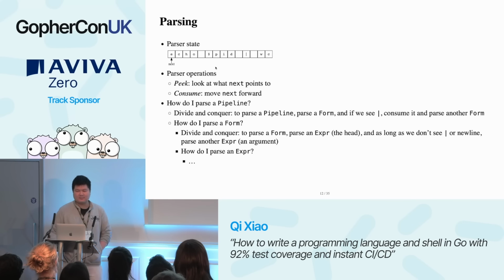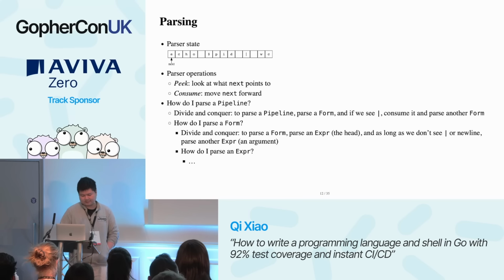There's a bit of jargon when people talk about parsing. For instance, what does it mean to peek? And what does it mean to consume? To peek simply means to look at what next points to. For instance, if we are here and we peek, we see E. And to consume simply means to move the next pointer ahead. So if we say we consume E, that means we move the next pointer after E. If we say we consume echo, that means the next pointer now points to after echo.